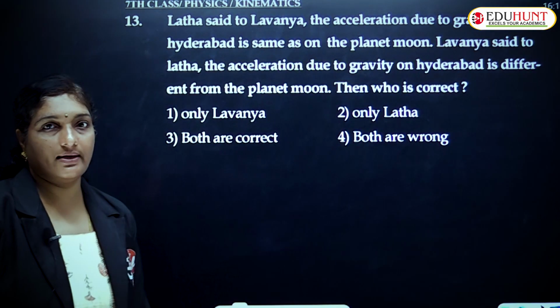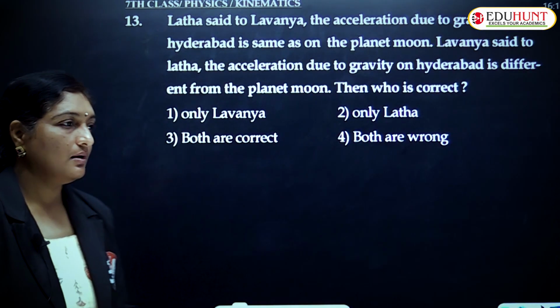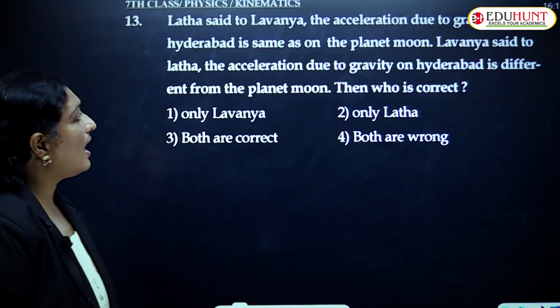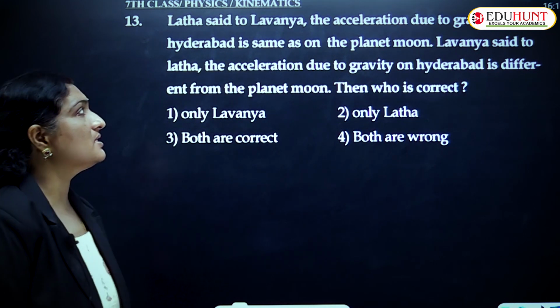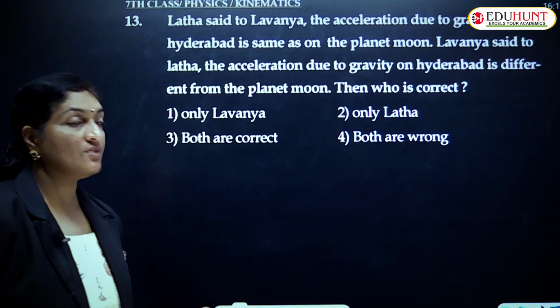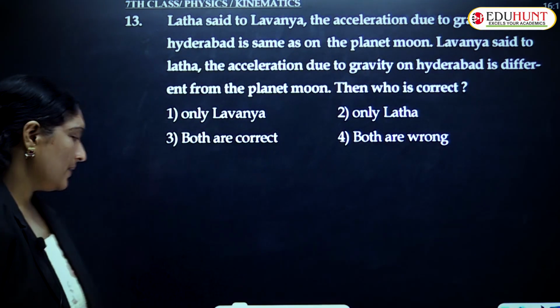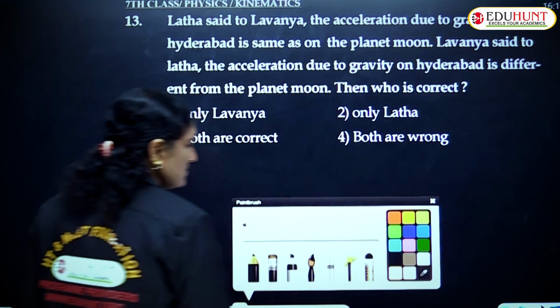Lata said to Lavanya, there are two friends, one named Lata, the other named Lavanya. Lata is saying to Lavanya, acceleration due to gravity at Hyderabad is the same as on the moon. Whereas Lavanya says that acceleration due to gravity at Hyderabad is different from the moon. So let us try to understand this, children.